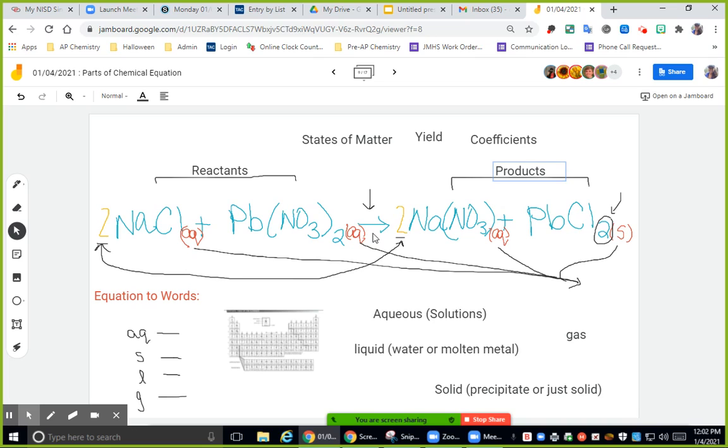Then you have this weird little arrow. This arrow tells you what direction this little recipe is going. So this chemical equation is going. So this one is showing that it's going to the right.